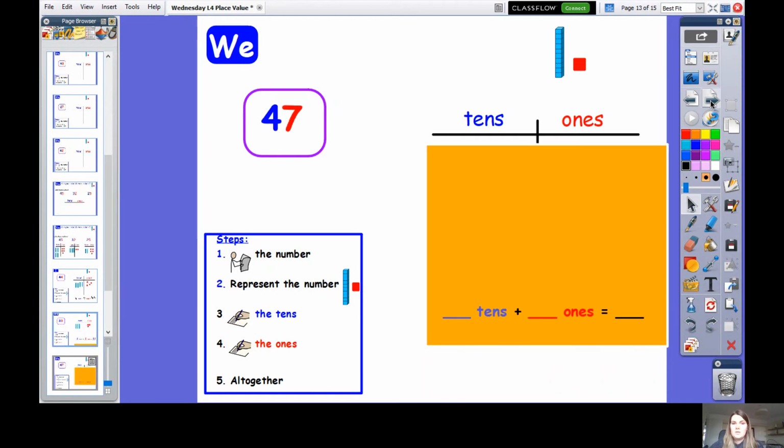Okay, can you do the same for 47? I'm going to have a go at the same time. Let's see what we get. We read the number, we find our tens and ones, then we write our tens and ones, and we figure out how many we've got all together. Okay, you ready? Off you go. For 2 minutes, put me on pause.